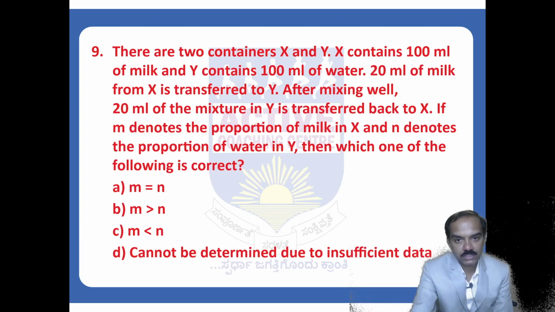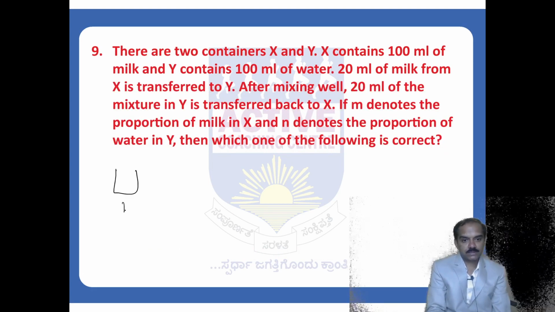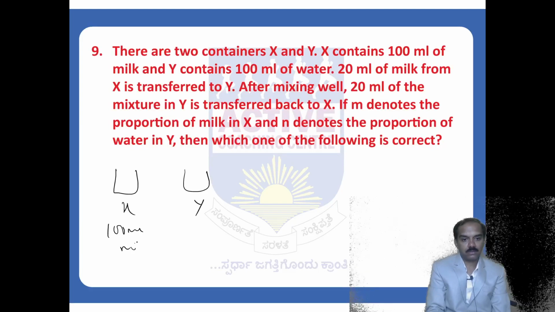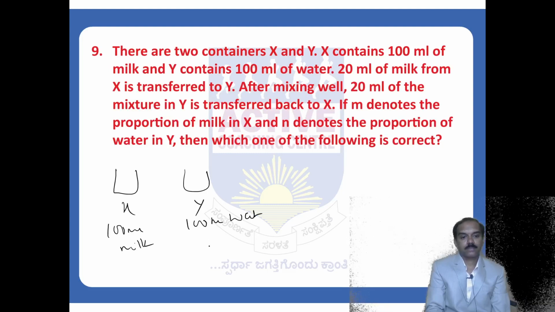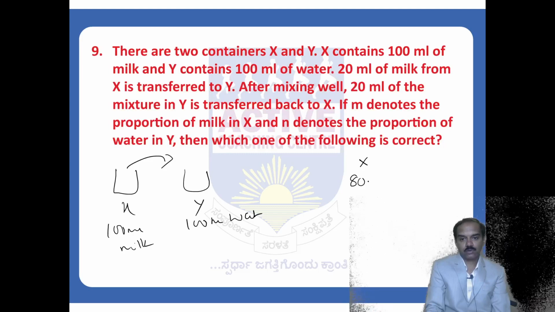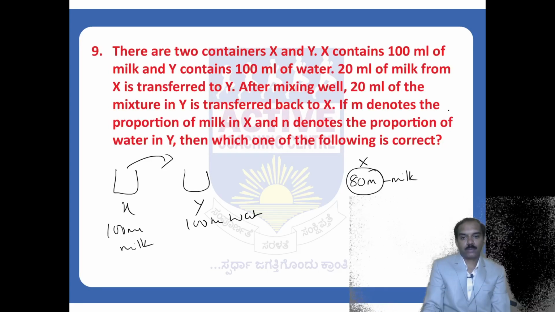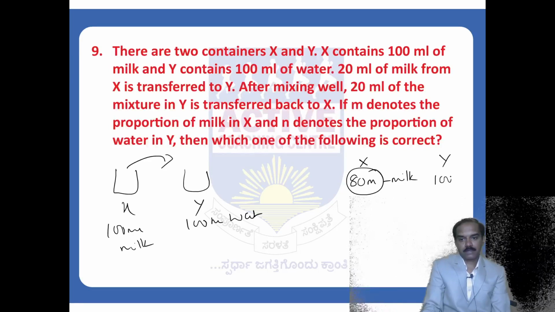So we have got two containers X and Y. This is X, this is Y. Here we have 100 ml milk, here we have 100 ml water. If you pour 20 ml into Y, what happens? In X, we are left with only 80 ml of milk. And what happened to Y? 100 is already water. Now 20 milk.